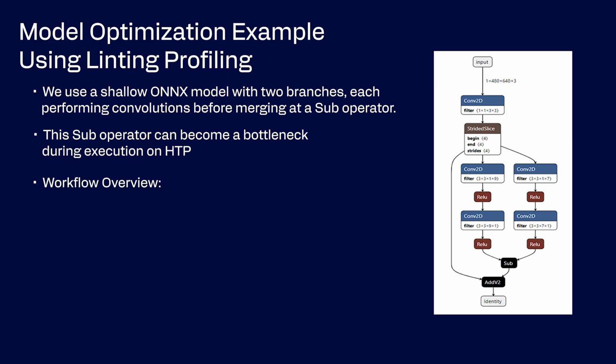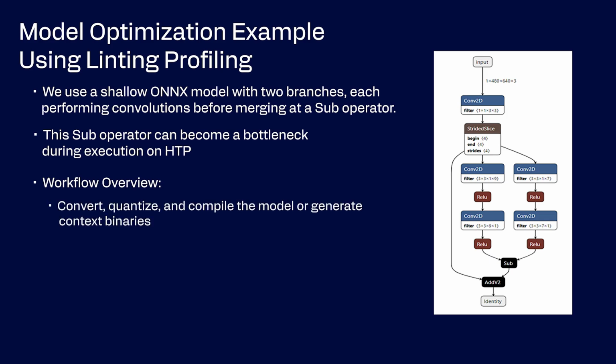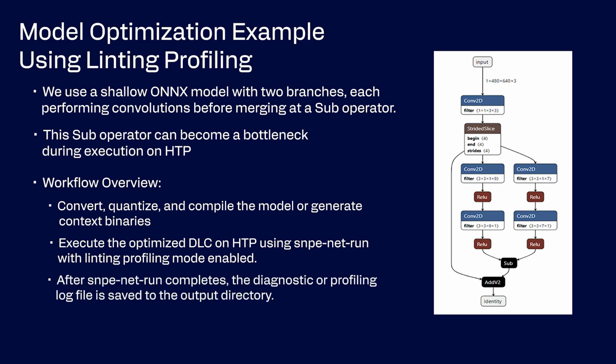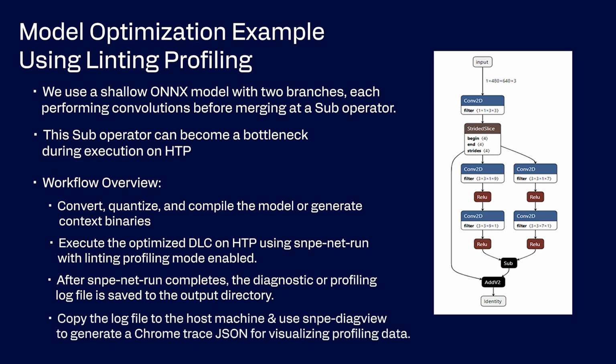To begin, we'll follow a typical Qualcomm Neural Processing Engine SDK workflow. First, we'll convert, quantize, and prepare the model to run on HTP. Next, we'll execute the optimized model DLC on HTP using the snpe-net-run tool on a set of inputs with linting profiling mode enabled. Finally, once snpe-net-run completes and the diagnostic or profiling log file is written to the output directory, we'll copy the log file back to the host machine and use the snpe-diagview tool to generate a Chrome trace JSON file to visualize linting profiling data.